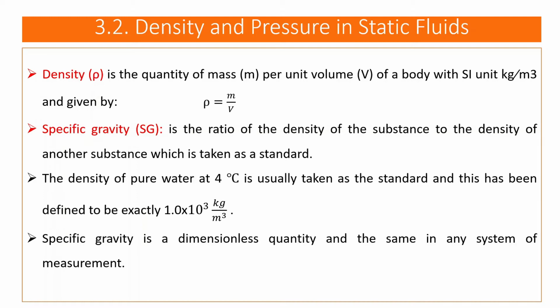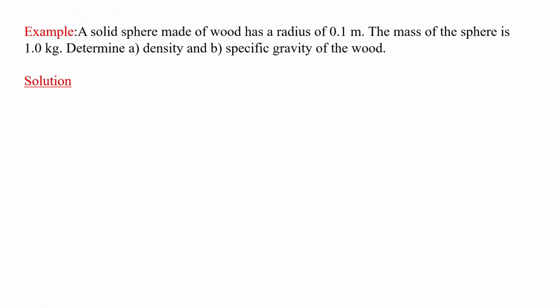The specific gravity is, first you need to find the rho value of a certain substance, then you have to divide by the standard, and the standard is taken to be water at 4 degrees Celsius, and the rho value of water at 4 degrees Celsius is 1.0 times 10 raised to 3 kilogram per meter cubed. So the specific gravity is dimensionless, because it is rho of the unknown divided by rho of the known, then finally you'll get the specific gravity. So having this in mind, now let's have a simple example.